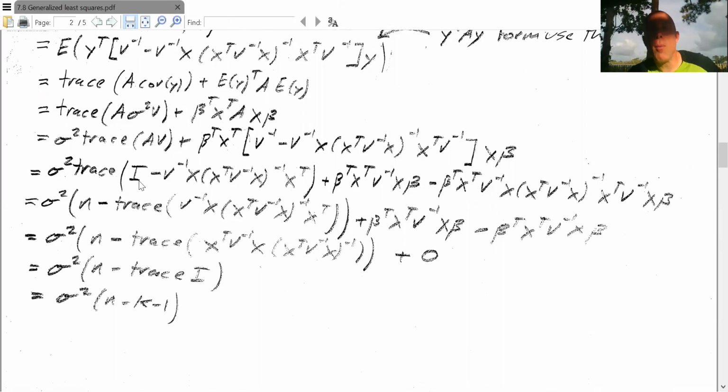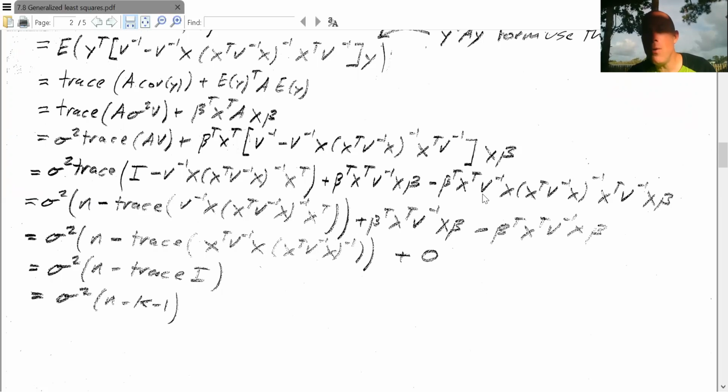Remember the trace is the addition of the diagonal. So I know that I can break that up into addends, the trace of addends. So I can pull out the I and replace it with the trace of I. That's going to be just an N. And here I still have the trace of what's right there.